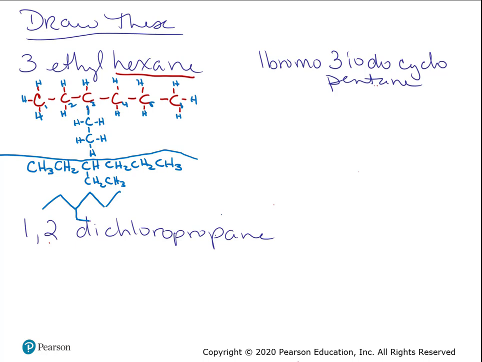What about 1-bromo, 3-iodo, cyclopentane? What are you going to do for the parent? How are you going to put the parent? 5 what? But what else is different about this name? So that means I need to put it in a ring, right? So remember, think of cyclo, like a cycle. So think of cyclo means a ring of 5 carbons. So that means I've got to do this. So that's the parent chain in this one.